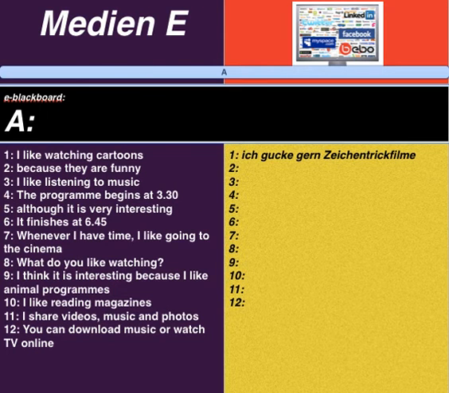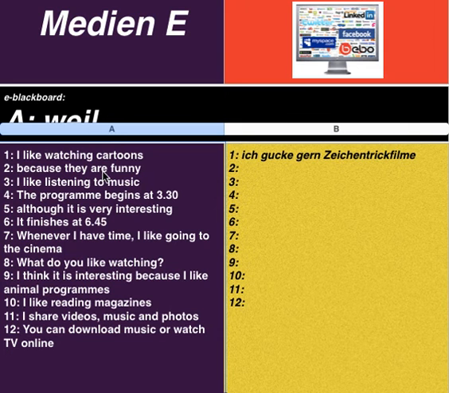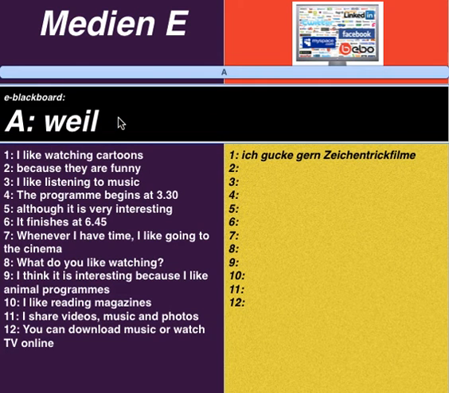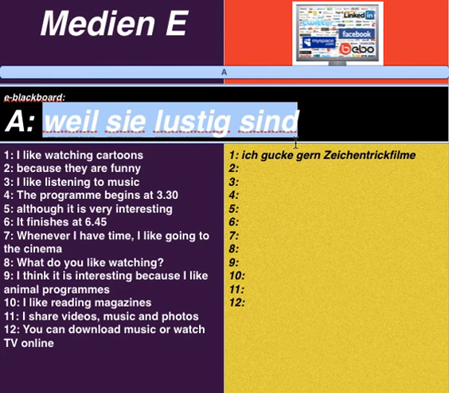So, now number two, because they are funny. So if we use weil, remember, that is going to send the first verb that comes after it to the end. So in this case, the German for are is going to end up over here. So, weil sie lustig sind. Weil sie lustig sind means because they are funny. Ich gucke gern Zeichentrickfilme, weil sie lustig sind.